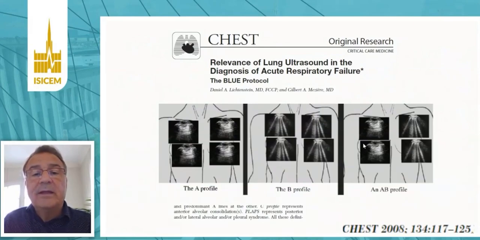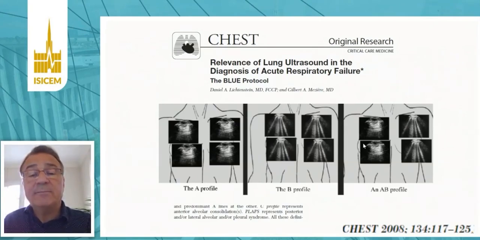The B profile is associated with B lines. B lines are like a rocket line, like a laser ray, which starts from the pleural line and moves far away into the screen. And if these B lines are bilateral, he called that the B profile. He called it the AB profile when we have a mix of A and B profiles, one in one lung and the other in the other lung.